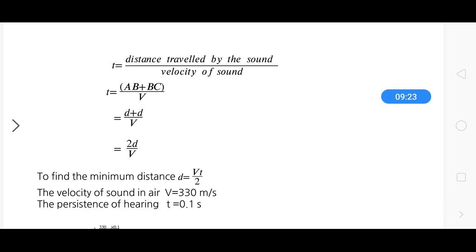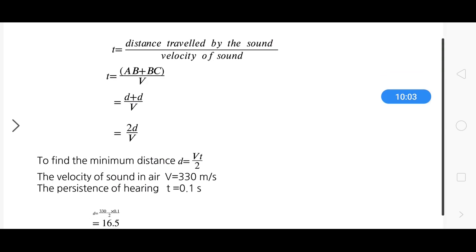Here, to find the minimum distance to hear an echo, the minimum distance between the source and the observer is D equal to V into T by 2. As we know, the velocity of sound is 330 meters per second and the persistence of hearing is 0.1 seconds.